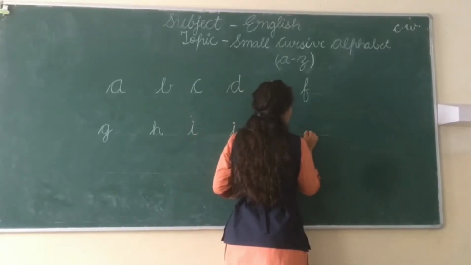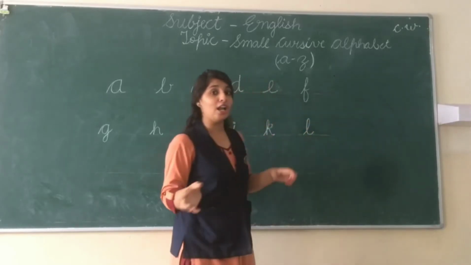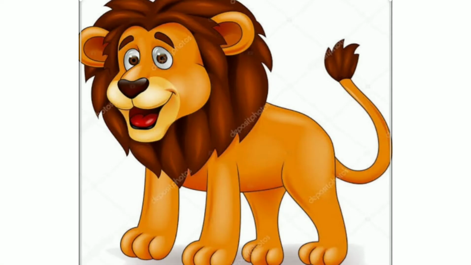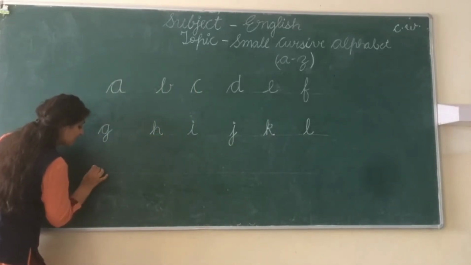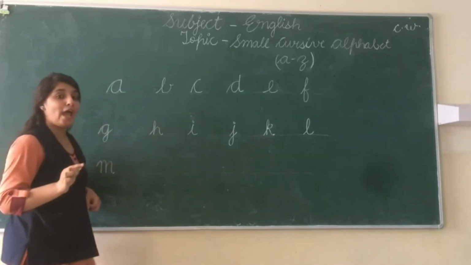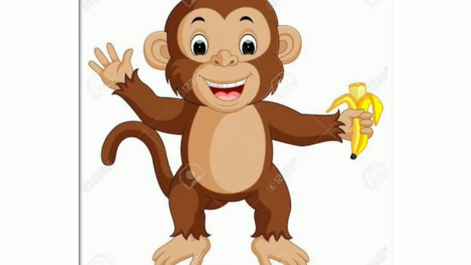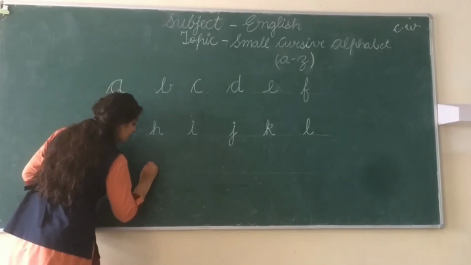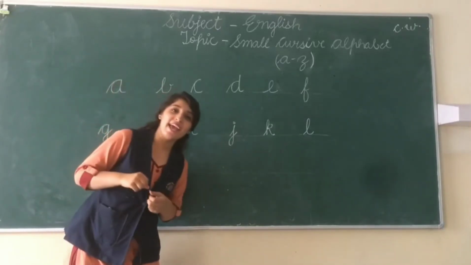Our next alphabet is L. L for lion. Our next alphabet is M. M for monkey. Our next alphabet is N. N for nest.